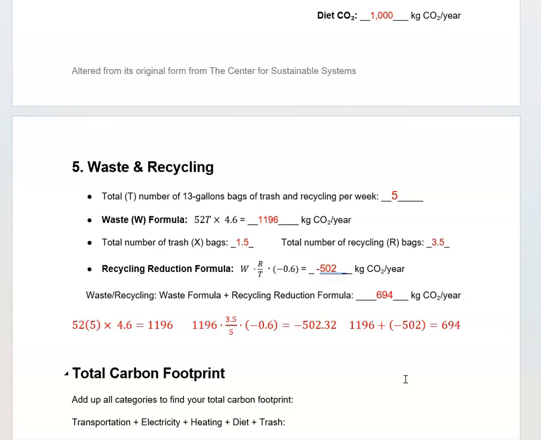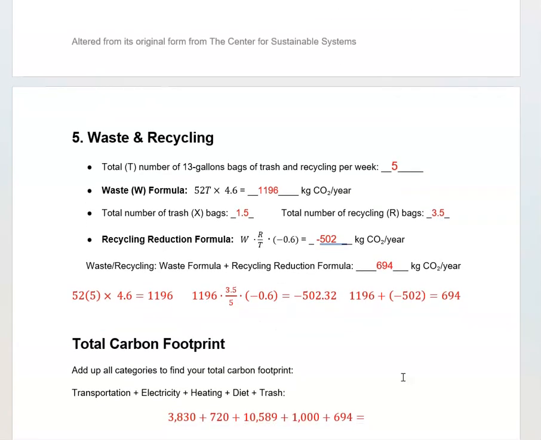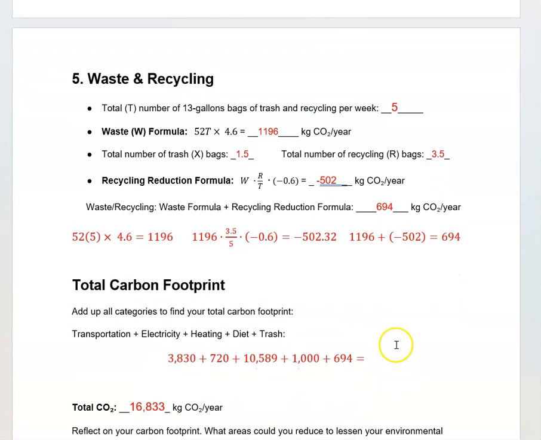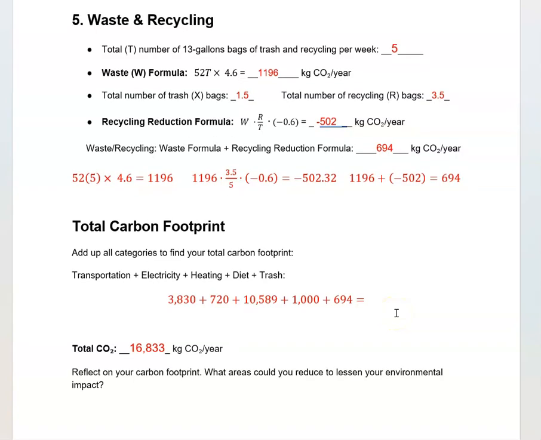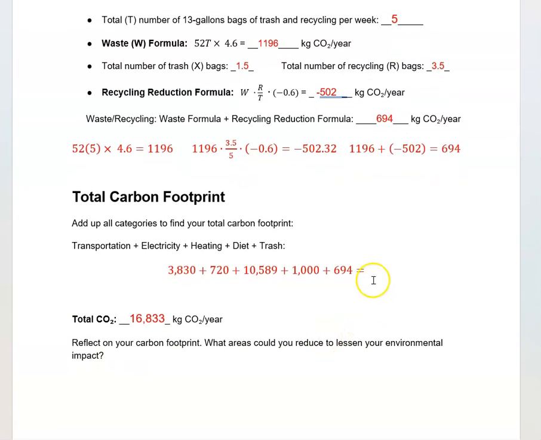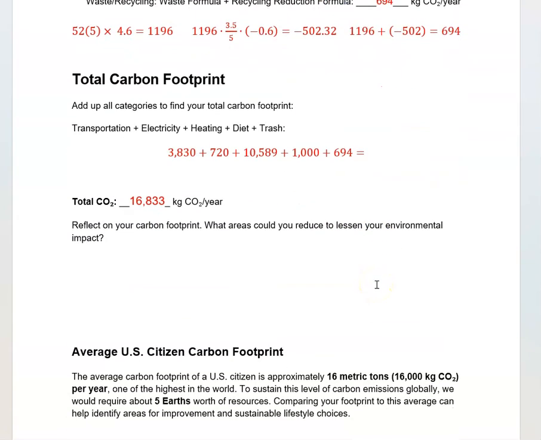That's one of the areas I do pretty well in, obviously not too well in other areas. And that's going to be my total carbon footprint. I'm going to take my transportation costs, my electricity, my heating, my dietary, and my trash. I'm going to add all that up, and I'm going to put it right here, which was 16,833. Big bummer for me because the average American is around 16,000, and I'm even above that.